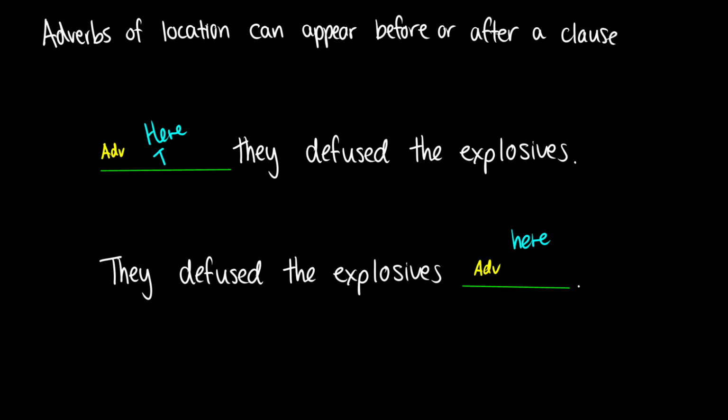Okay. Another word, of course, would be something like there, or the word inside. So inside, they diffused the explosives. They diffused the explosives inside. So if you have an adverb of location, do not expect it to appear right before the verb. It has to appear either at the beginning of a clause or at the end of a clause.